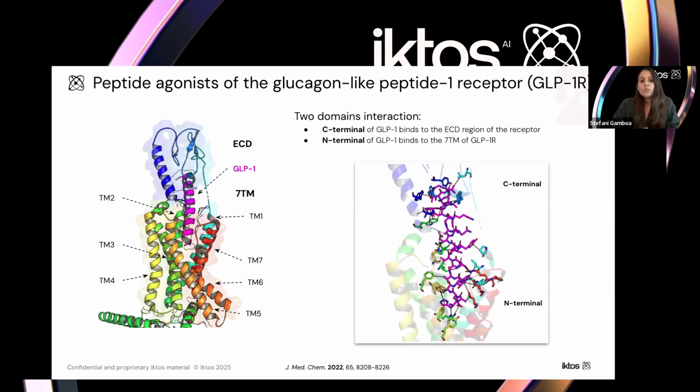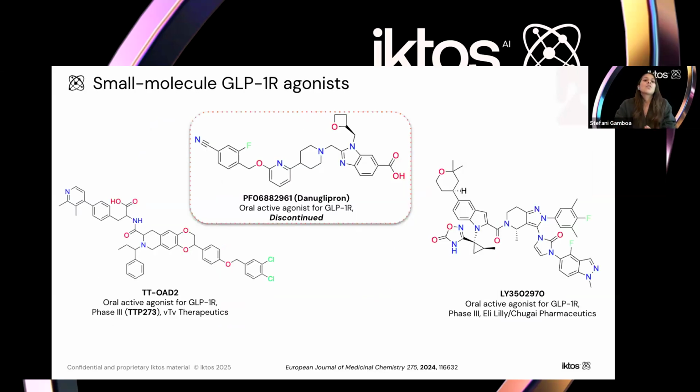The GLP-1R receptor has two main domains, the extracellular domain and the transmembrane domain. The GLP-1 peptide engages both, which is crucial because the peptide effectively bridges both domains to stabilize the active conformation of the receptor. There are several peptide-based GLP-1R agonists already on the market. However, there is a pressing need to develop new small molecule agonists. Currently, several molecules are in clinical development, and notably danuglipron, developed by Pfizer, showed promising activity, but was unfortunately discontinued after phase 3.